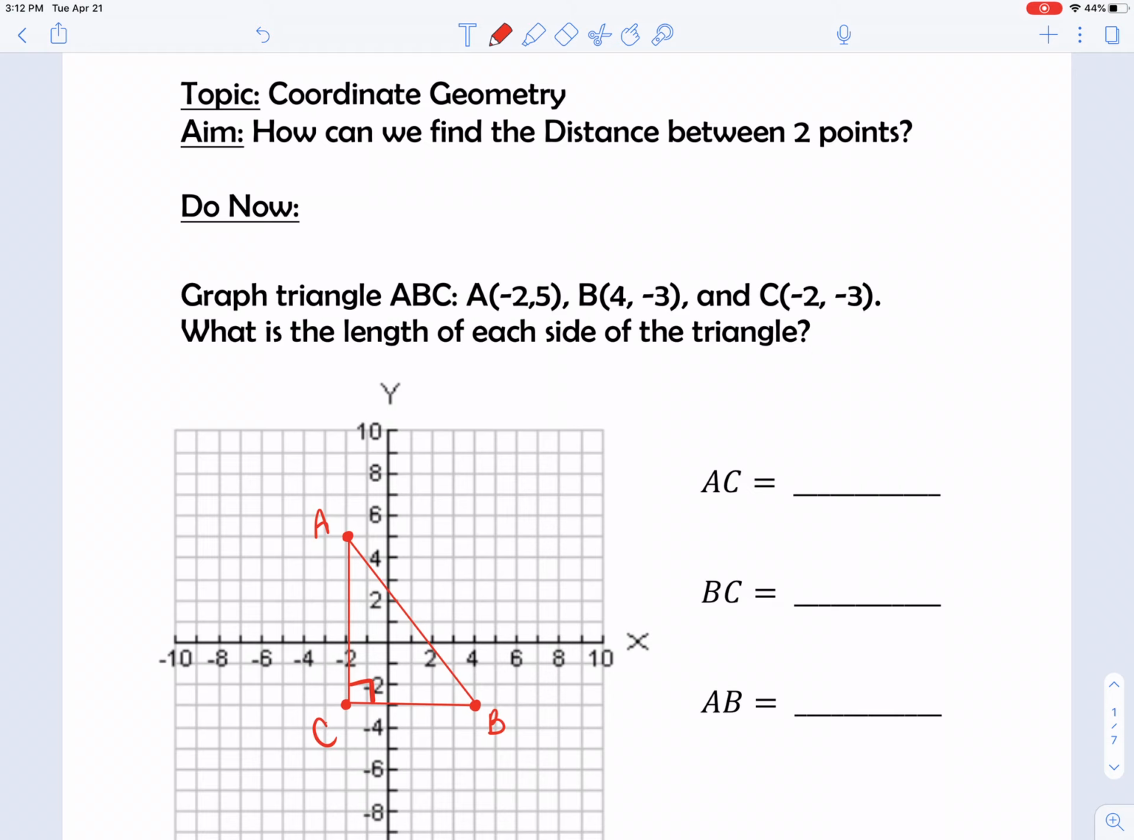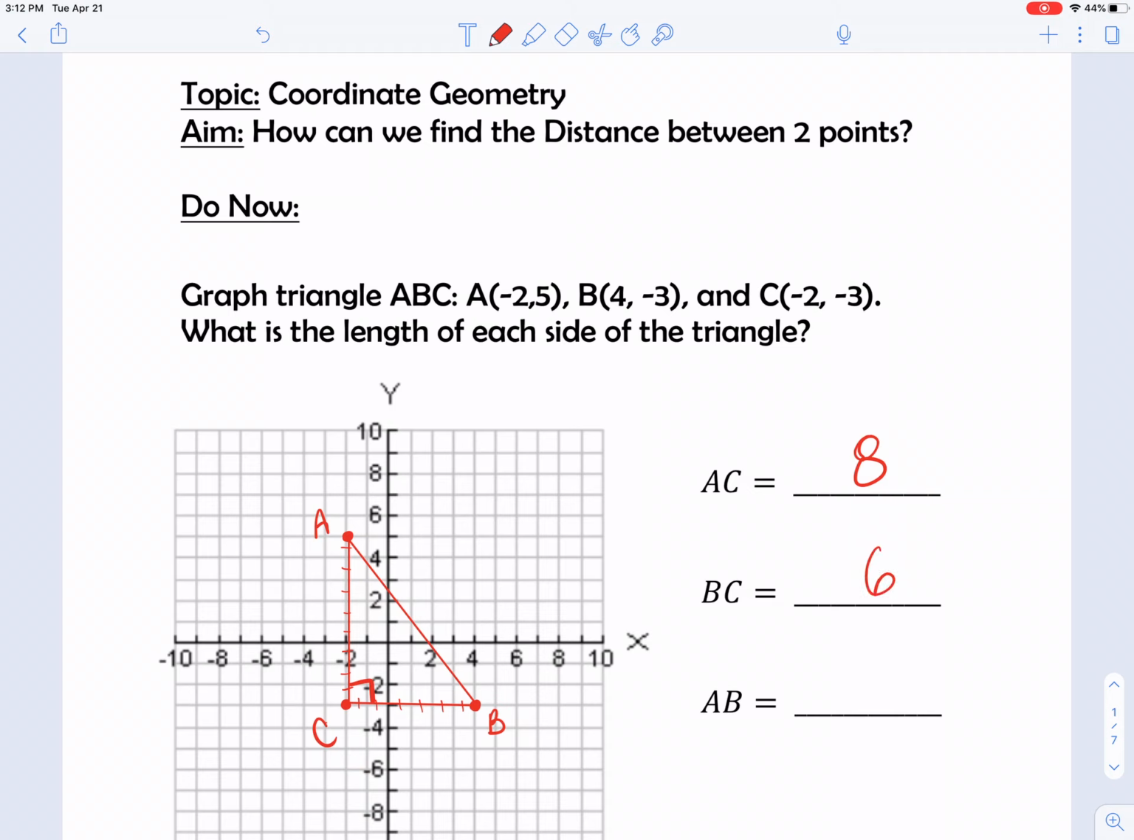You could find this in your flipbook earlier in the year when we did perimeter of polygons on the coordinate plane. So AC, a vertical segment, is 1, 2, 3, 4, 5, 6, 7, 8 boxes or 8 units long. BC, 1, 2, 3, 4, 5, 6 is 6 units long.